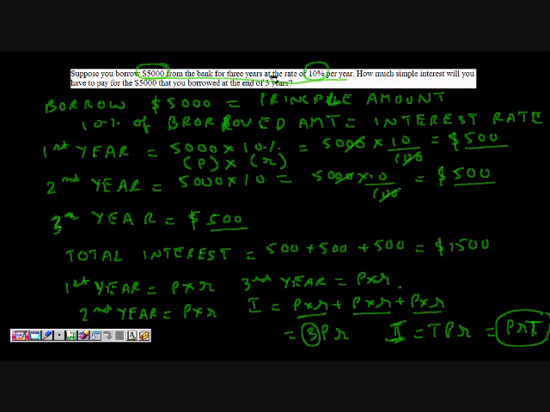So the total interest that you pay at the end of 3 years in this case is $1,500, and it can be calculated using interest is equal to PRT. Okay, let's take a couple more examples to make this concept clear.